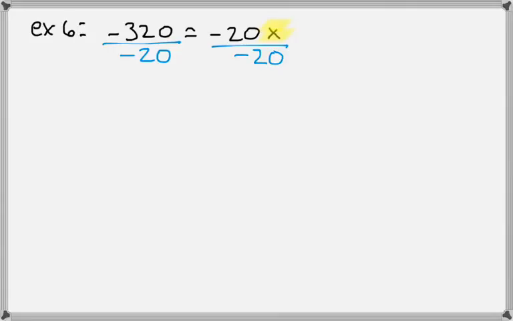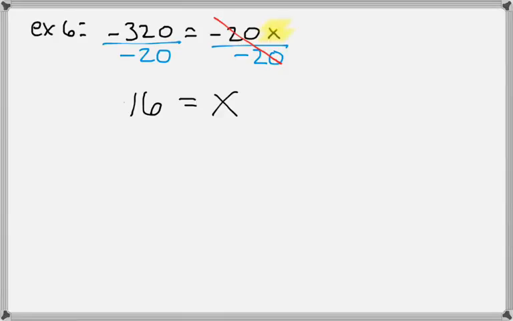So here on the left, I get a negative 320 divided by a negative 20, which is going to give us a 16. And then on the right, we have a negative 20 divided by a negative 20. That's going to divide to equal 1, so it's going to cancel out, leaving us with just our x. So our answer is that x is equal to 16.